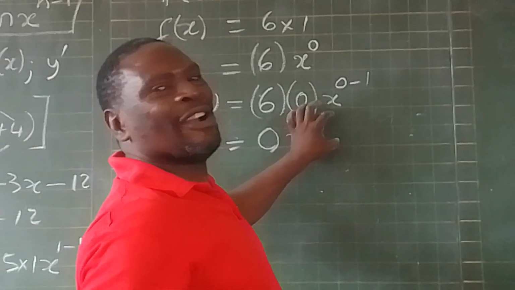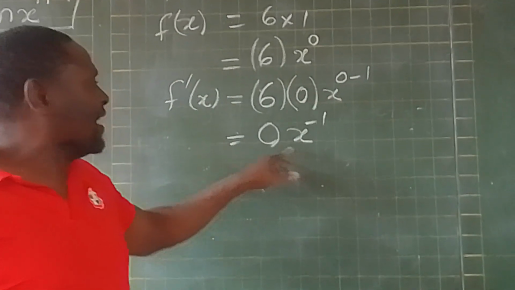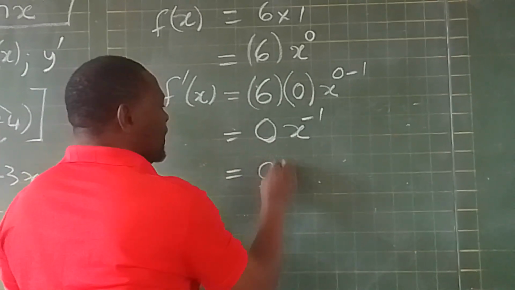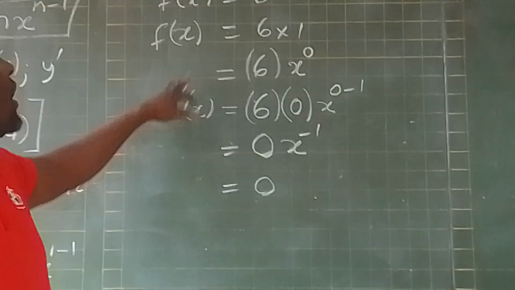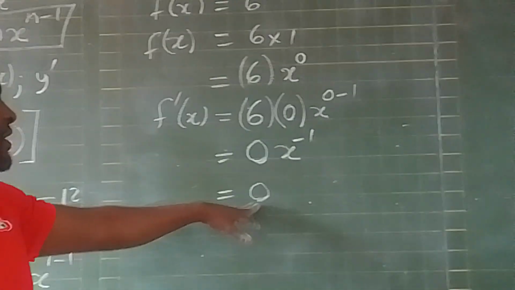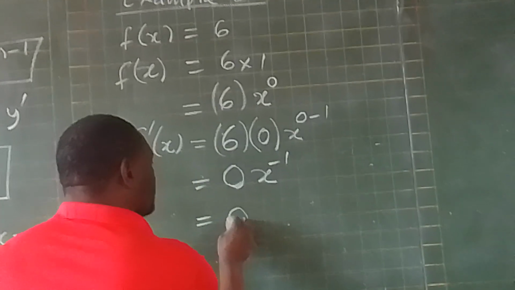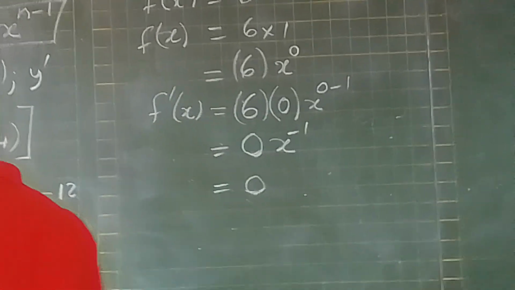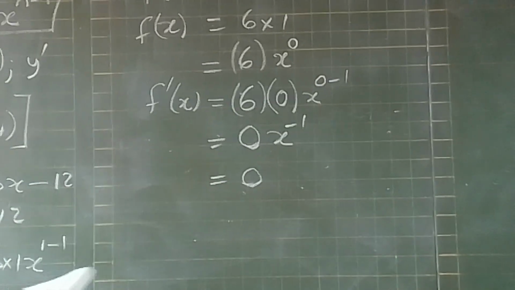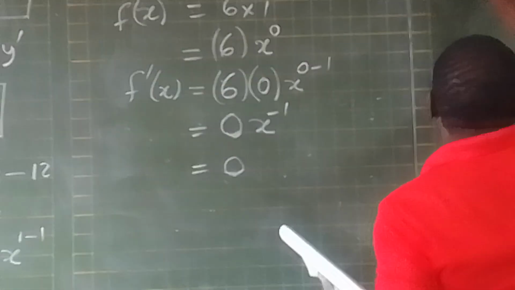It does not matter what power of x it is. As long as we multiply it by 0, it is going to give us 0. This is how it comes about that the derivative of a constant is 0. Let's go and do example 3.